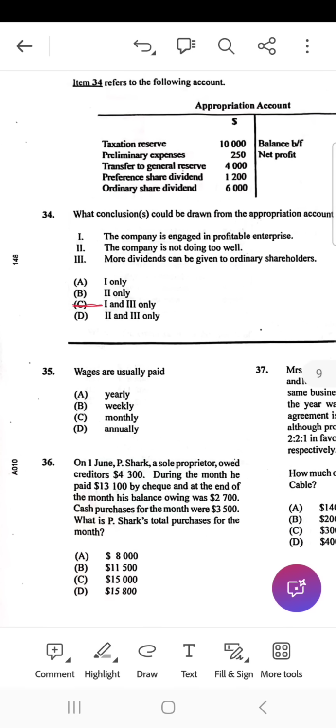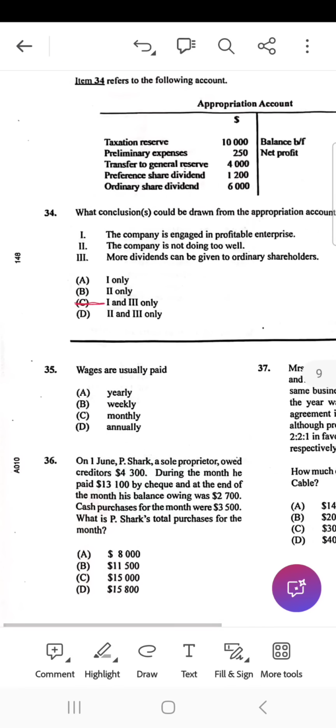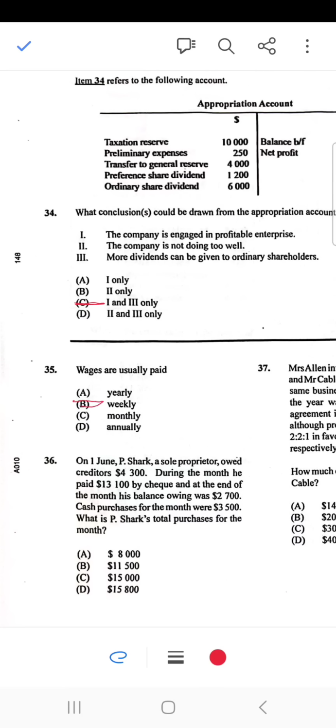Number 35, wages are usually paid weekly. That's why in all of those payroll questions, you have calculations to do per week.